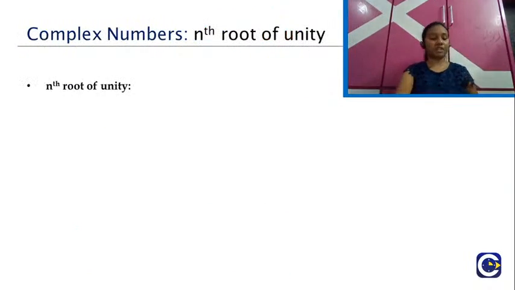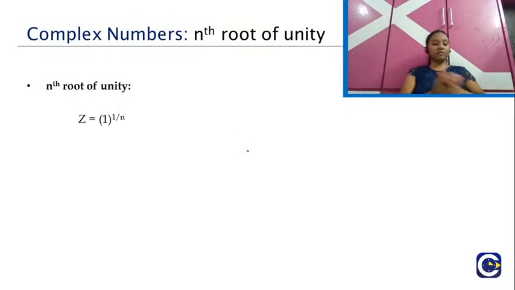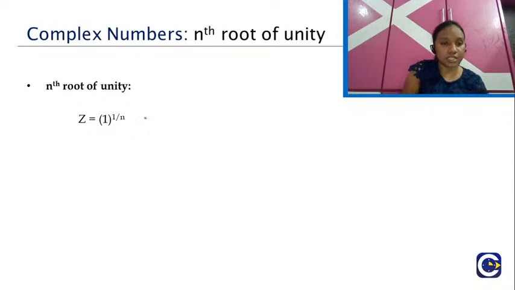So let's move on to our next concept, that is nth root of unity. So in the previous one, what we have done is cube root of unity. Now we are going to cover the nth root of unity. For that, I have taken my complex number z, which is equal to 1 power 1 by n. As we are writing for the nth, it's a generalized format, right? So that's why I am going to convert this complex number into polar representation.